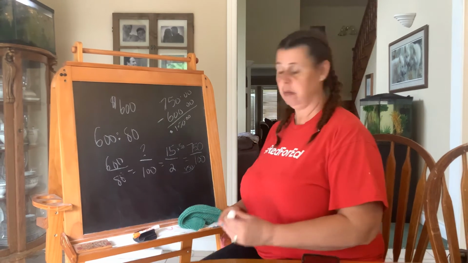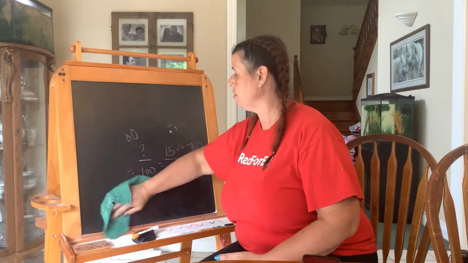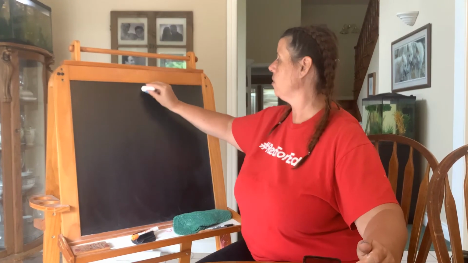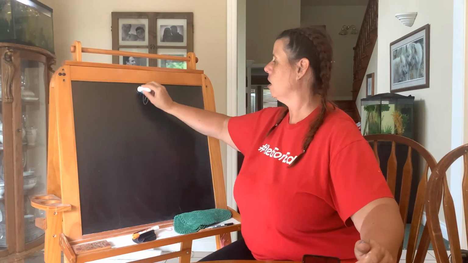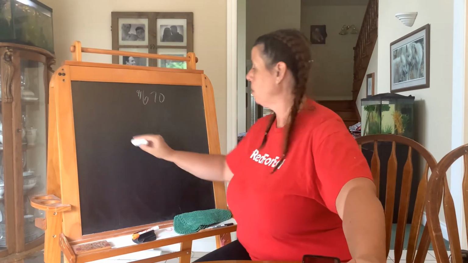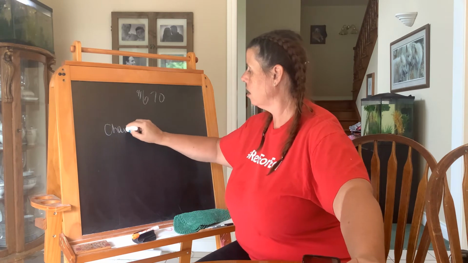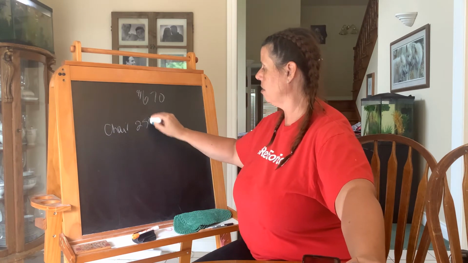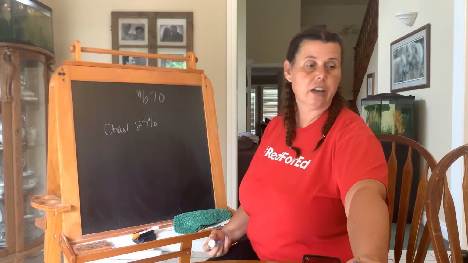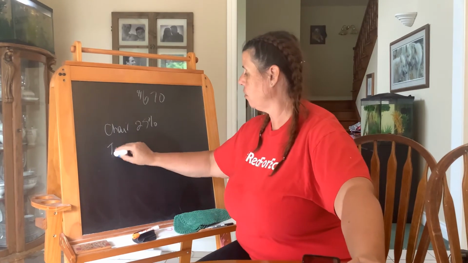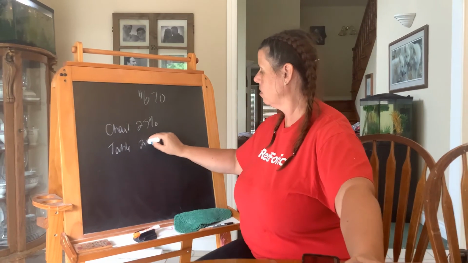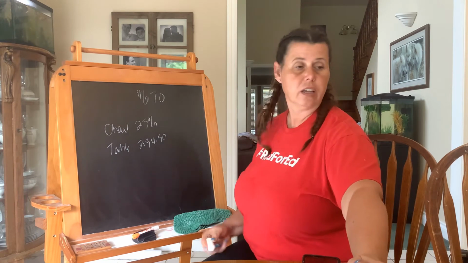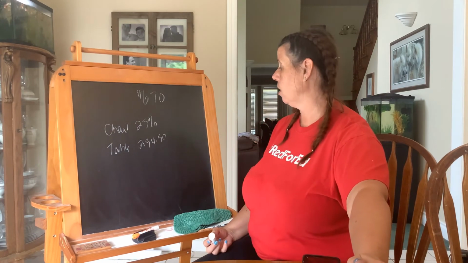All right, number 8. Steven spent $670 on furniture. He spent 25% on a chair. He spent $234.50 on a table. And the rest of it on a sofa.